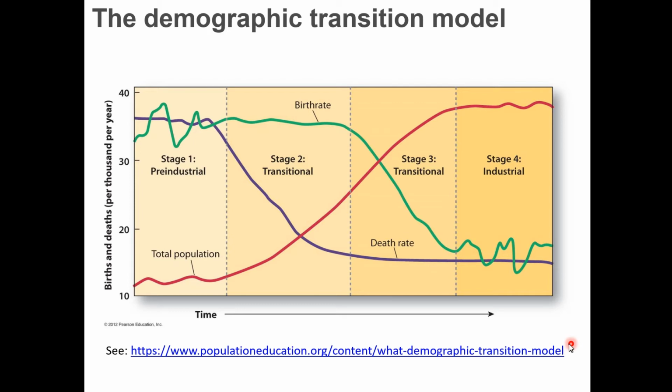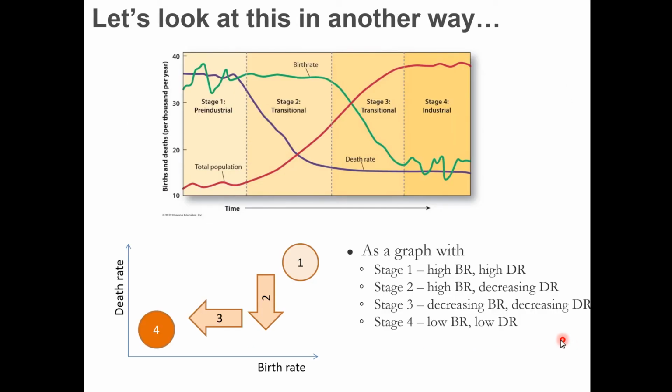Now, if we look at this in another, more dynamic way, a third type of diagram that we're going to look at is a type of graph that shows birth rate on one axis and death rate on the y-axis. With stage 1 being plotted around here, this is where we would find the pre-industrial stage nations in a graph like this.